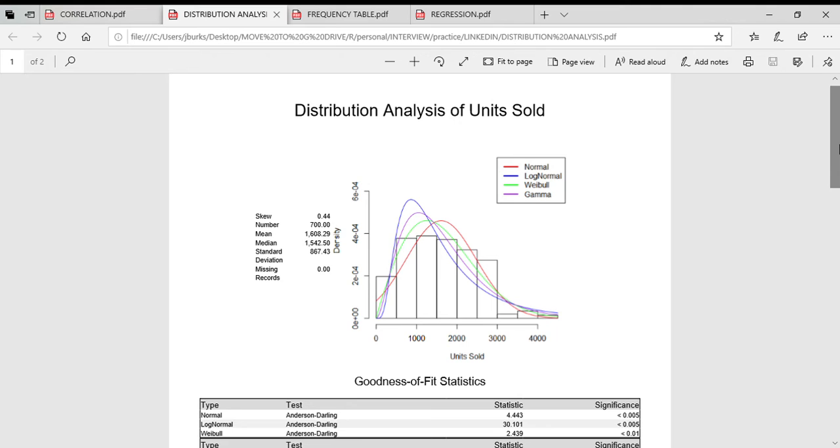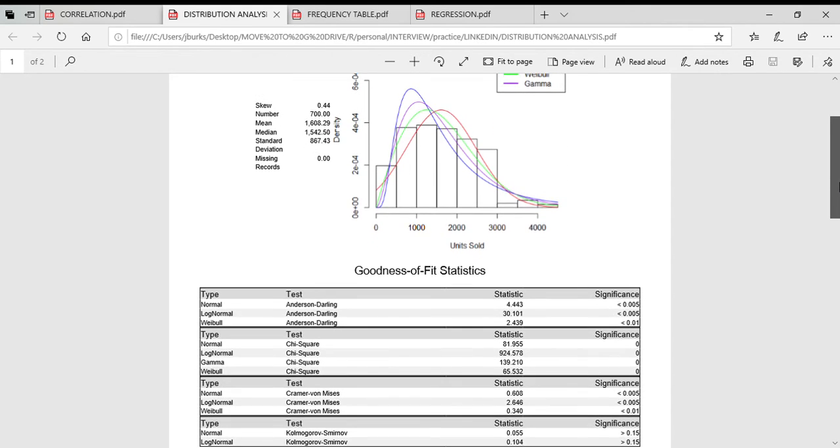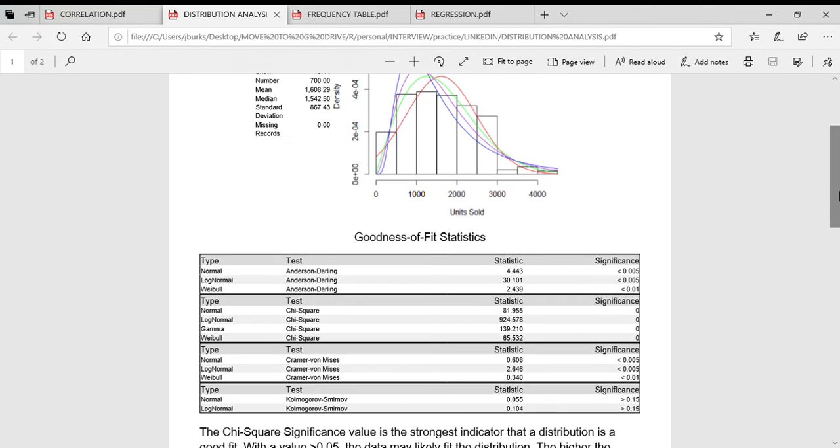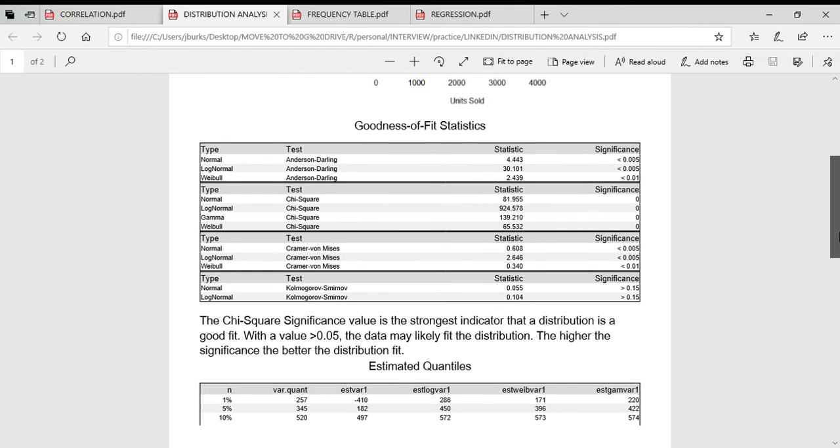The number of total observations that we're looking at is 700. We have a mean of 1,608.29, a median of 1542.50, and a standard deviation of 867.43. And then also what Alteryx does is it does a goodness of fit statistics test, and it has all your p-values over here, and then it does the normal, the log normal, and the Weibull test. So it lets you know how your data is distributed. Okay, and at the very bottom as well, you also have a chi-square of significance.